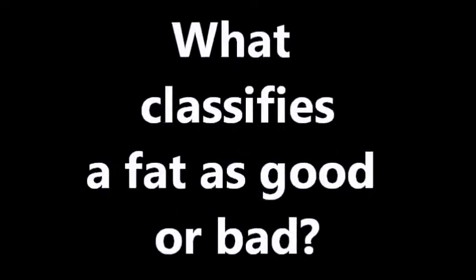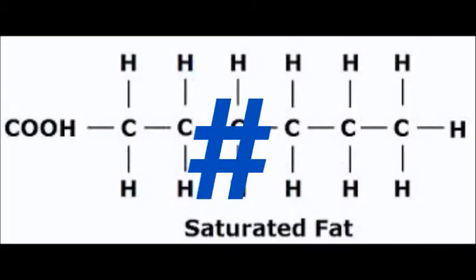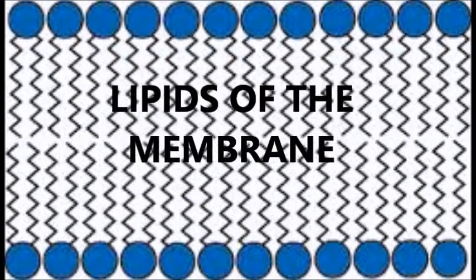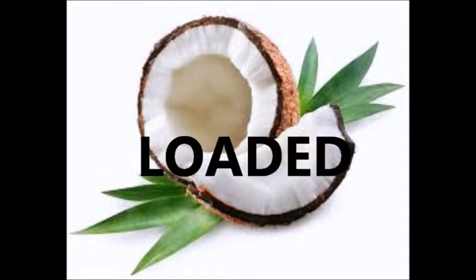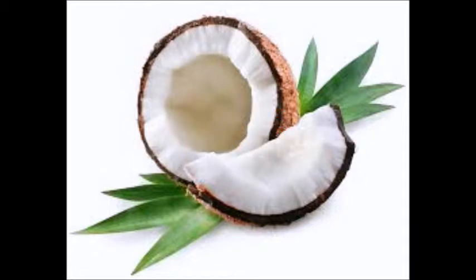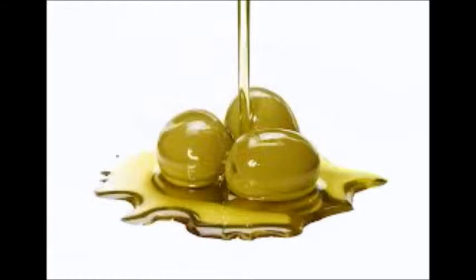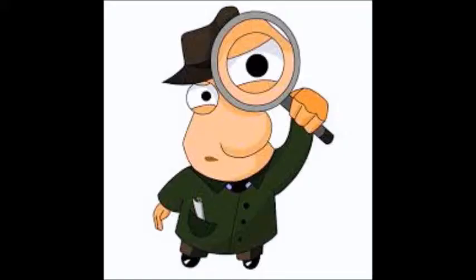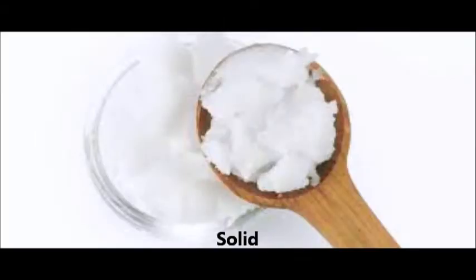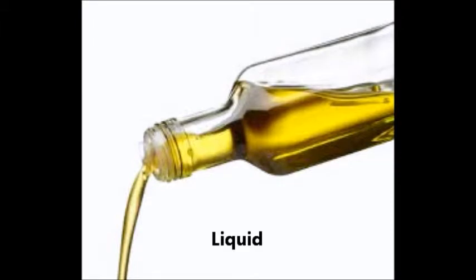You may have heard people refer to certain fats as good and bad. What classifies a fat as either of these has to do with the number of saturated fatty acids in the lipids of the membrane. Coconut oil is loaded with saturated fatty acids. It is 92% saturated, whereas extra virgin olive oil is a mere 8% saturated. We can observe the differences just by looking at them. Because coconut oil is so saturated, it is solid at room temperature, whereas olive oil is a liquid because it's primarily composed of unsaturated fats.